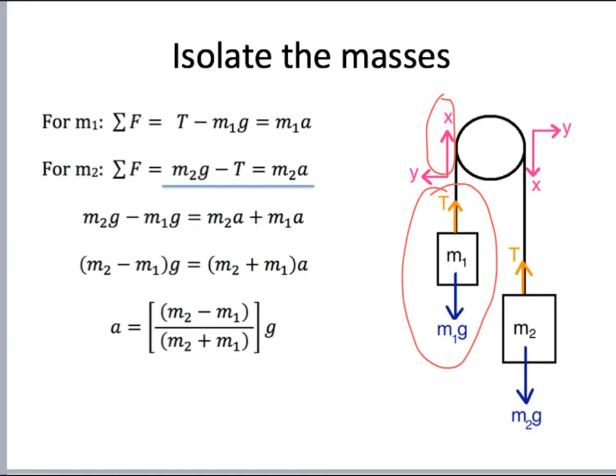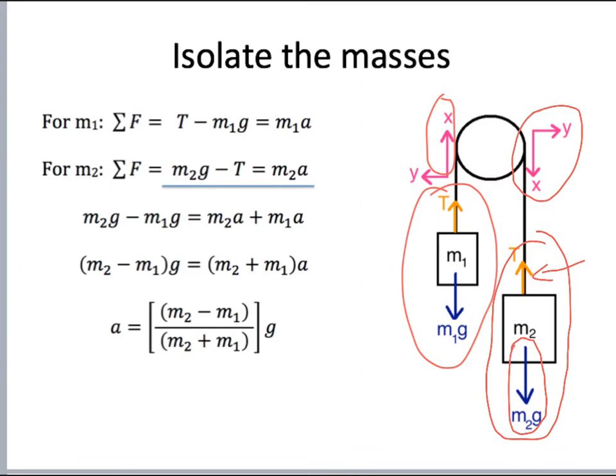Over on the right side, this is my coordinate system now, so if I'm looking at block 2, I have a negative tension, because this is now pointing in the negative direction, and a positive m2g. And so the signs reverse because this coordinate system is flipped over. So now I'll just isolate my two blocks and do it.